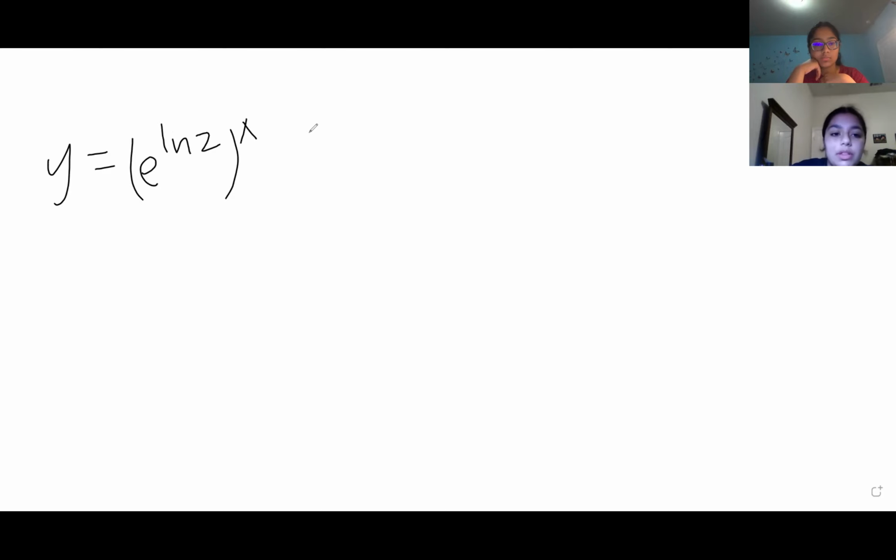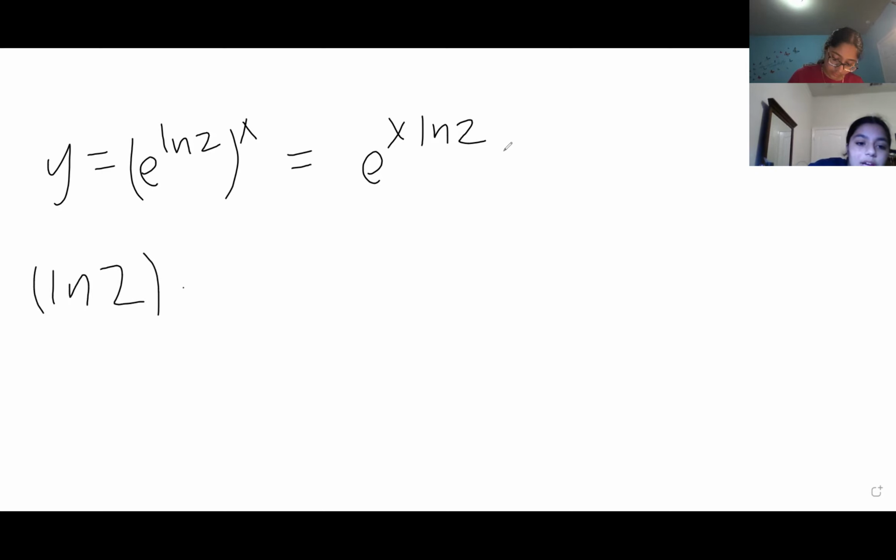Okay, no. Here's what you're going to do with this. This will just become e to the x ln 2, because then you're just simplifying it. Okay, yeah. So then after you do that, the e rule is where you bring this to the bottom and keep it the same. So the derivative of this is going to be ln 2 times e to the x ln 2. Where does that x go? Oh, the x stays there. Yeah.